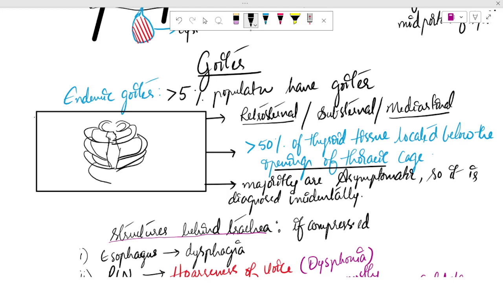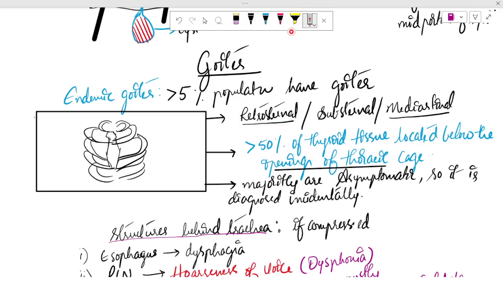This is a sternum. Okay. Now, if 50% of the thyroid, if more than 50% of thyroid tissue, is located below the opening of the thoracic cage, then that is defined as a retrosternal goiter.